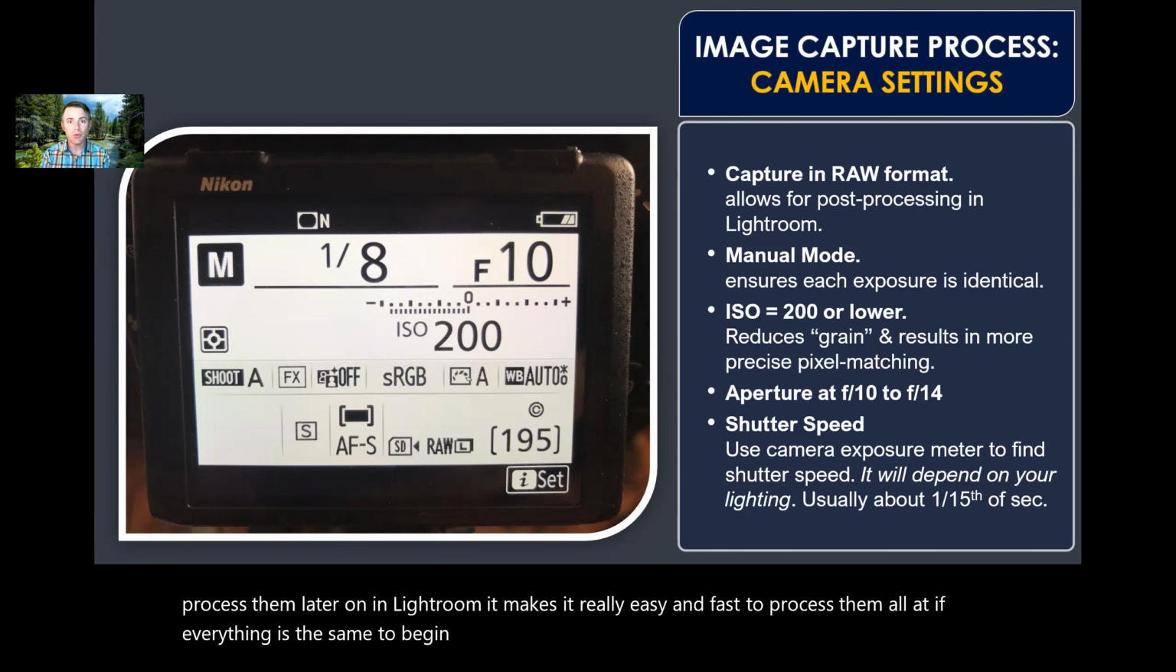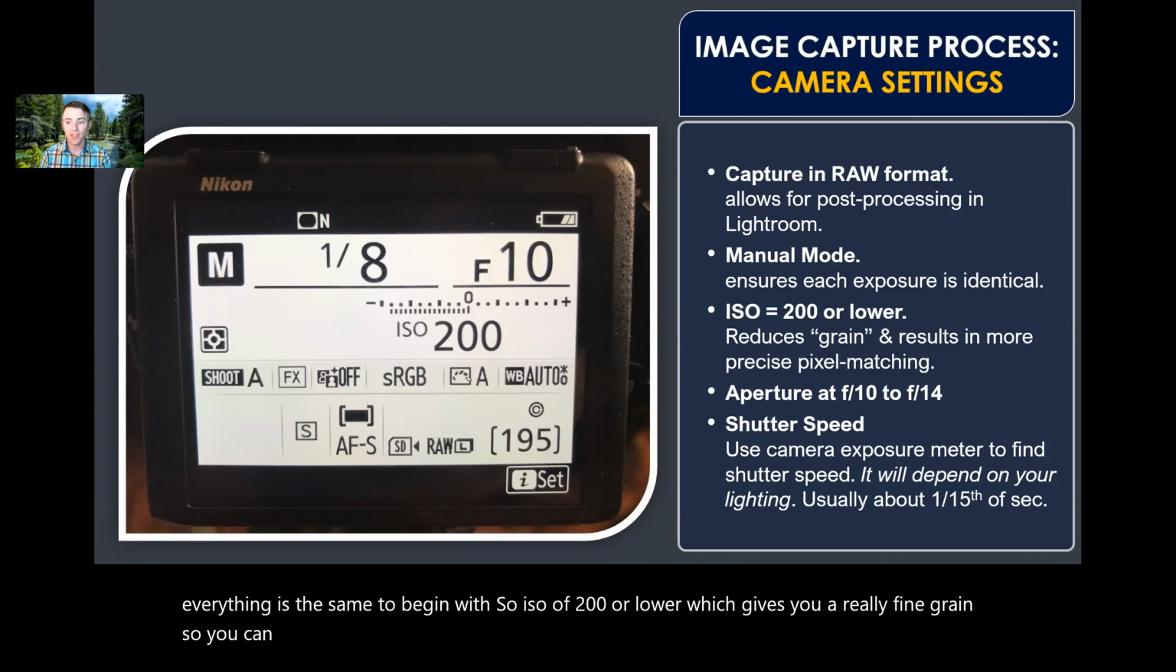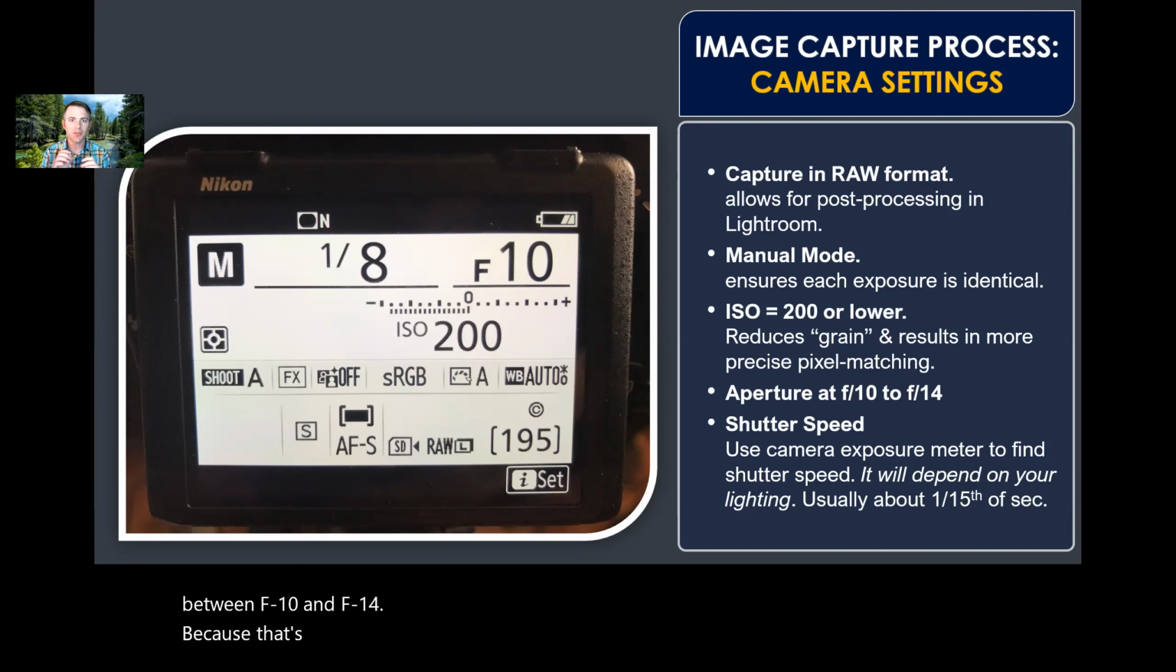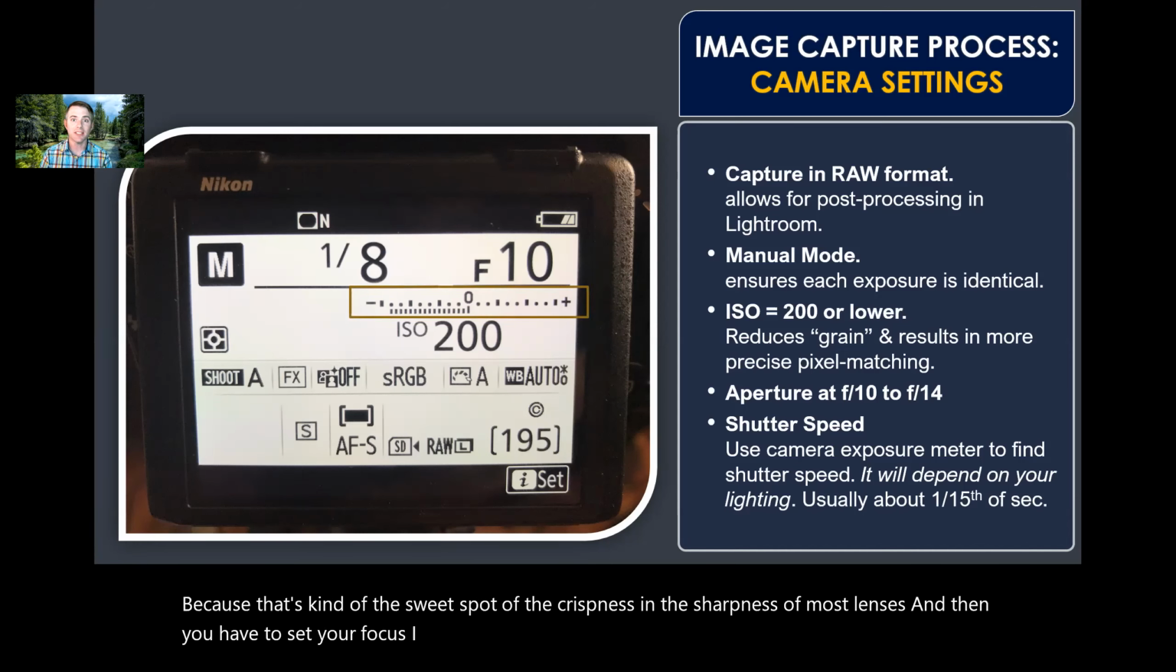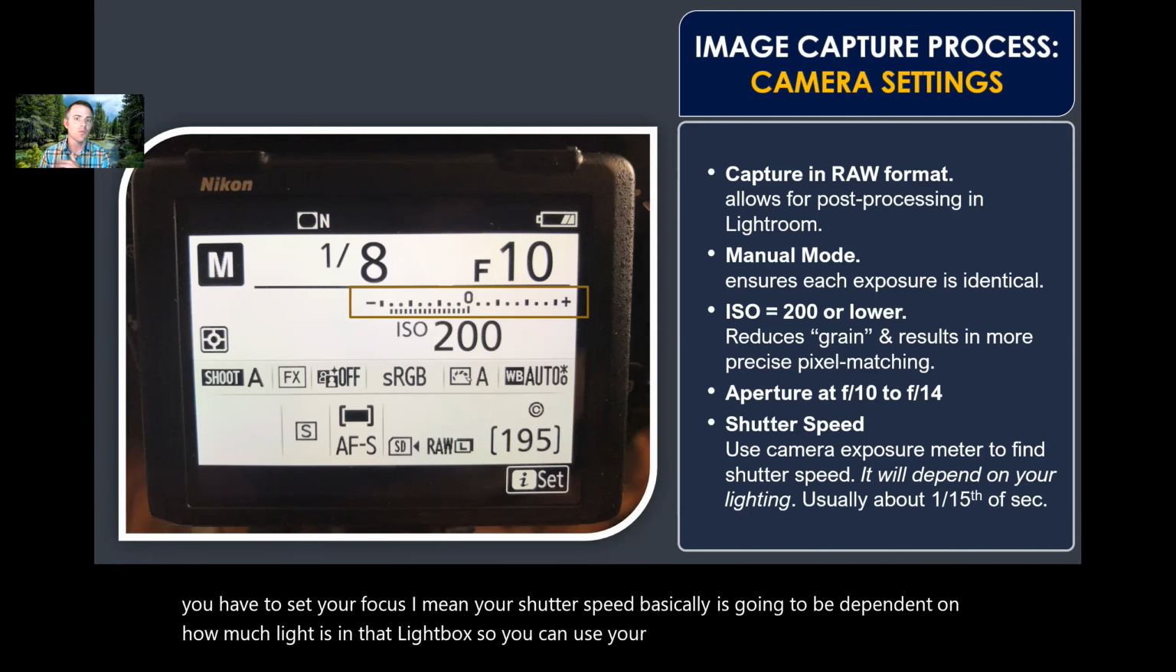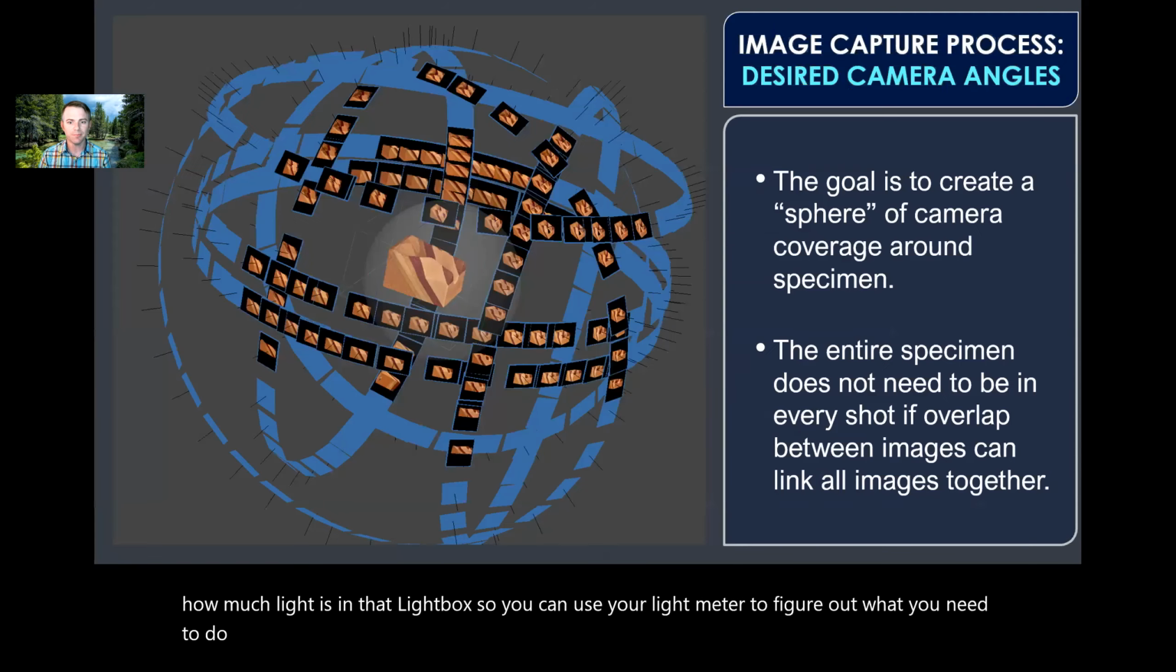So ISO of 200 or lower, which gives you a really fine grain, so you can zoom in really far without getting too fuzzy. And then the aperture anywhere between f10 and f14, because that's kind of the sweet spot of the crispness and the sharpness of most lenses. And then you'll have to set your focus. Your shutter speed is basically going to be dependent on how much light is in that light box, so you can use your light meter to figure out what you need to do to get the proper exposure.